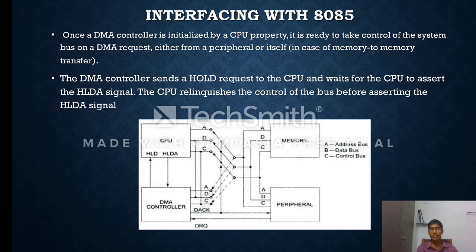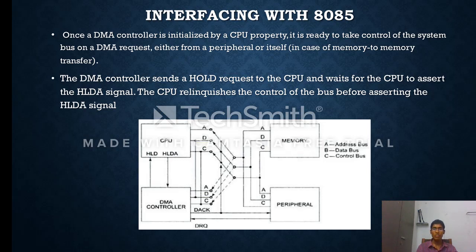Interfacing 8085 with the DMA 8257 controller. As you can see in this picture, the CPU and the DMA controller communicate with each other by HLD and HLDA signals, and the DMA controller and peripherals communicate with each other using DRQ and DACK signals. When the DMA controller receives the DRQ signal from a peripheral device, it replies back to the peripheral device using the DACK signal, and it takes control over the bus.